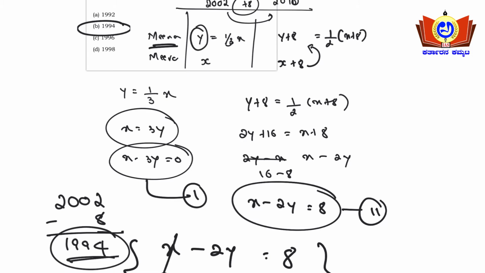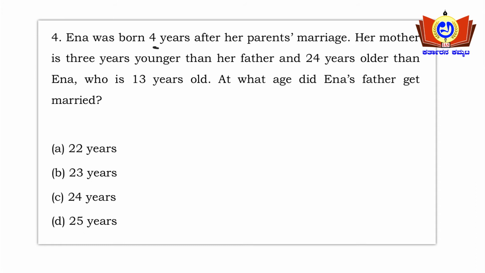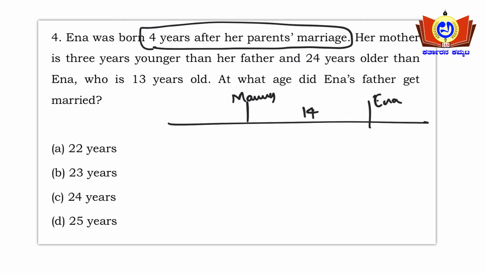So moving on to the next question. Anna was born 4 years after her parents' marriage. So let this be the scale here. This will be the marriage, and plus 4 years Anna will be born. So this is plus 4 years.